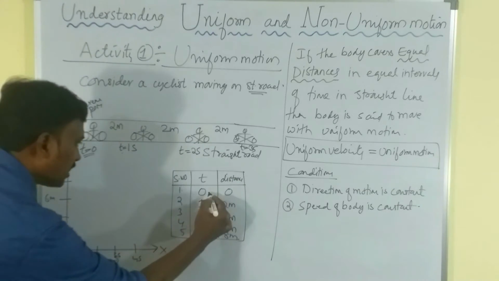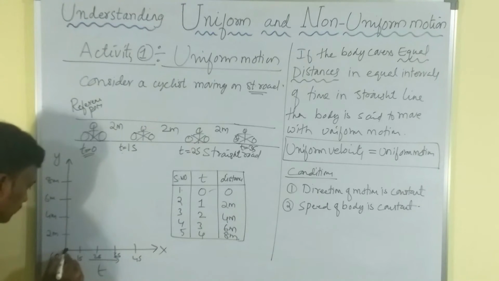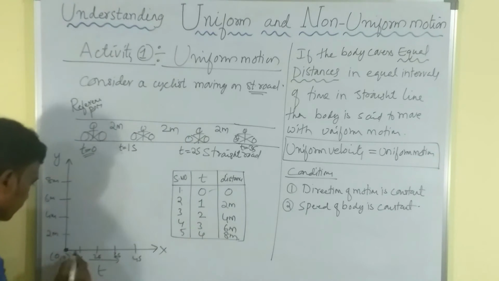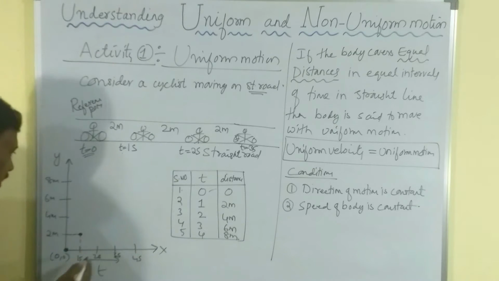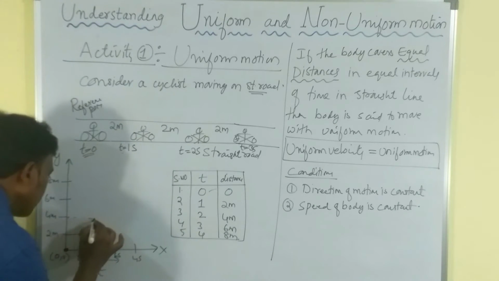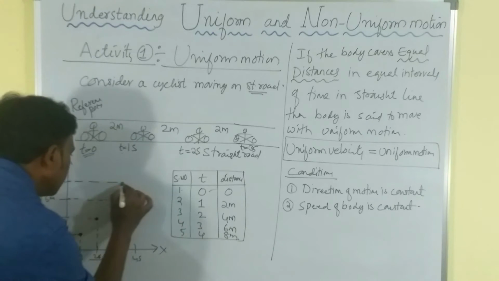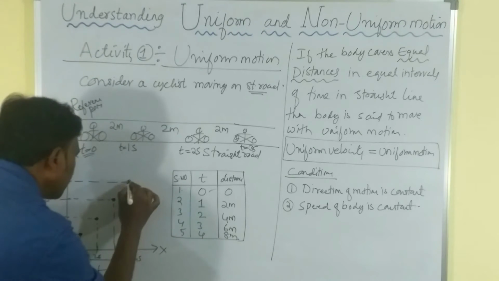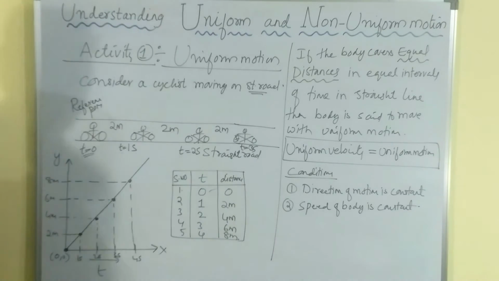So the time is 0, the distance is also 0, so we get the point here. Now for 1 second, what is the distance traveled? 2 meters. And coming to 2 seconds, the distance traveled is 4 meters. Like this, if you join all the points, we are going to get a straight line.